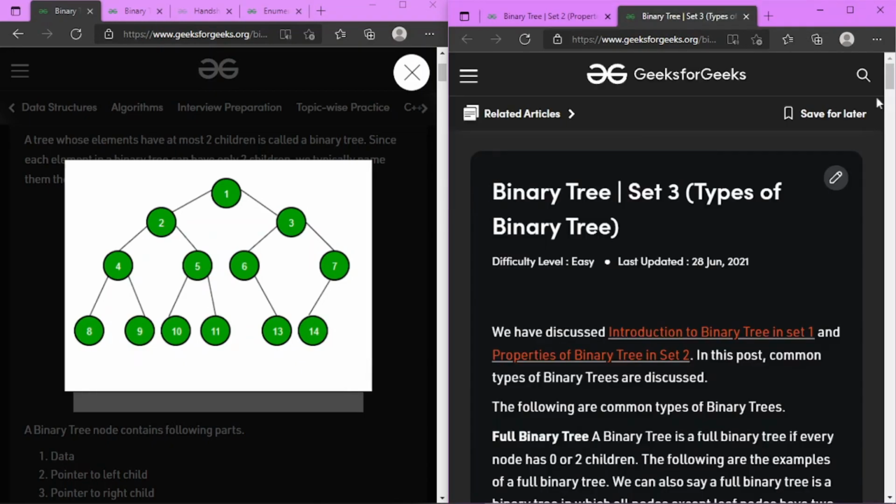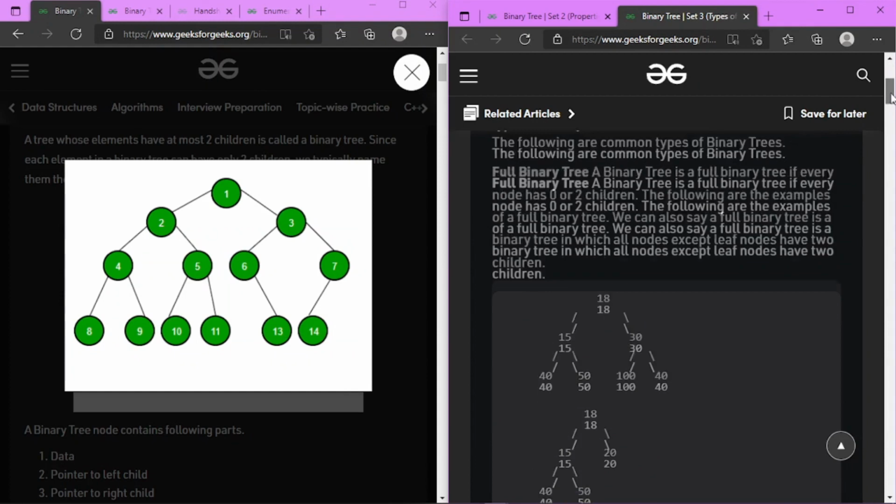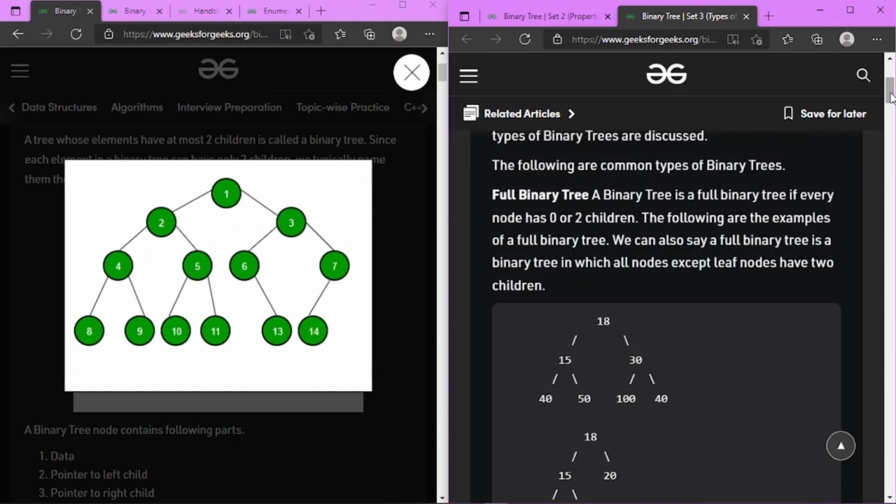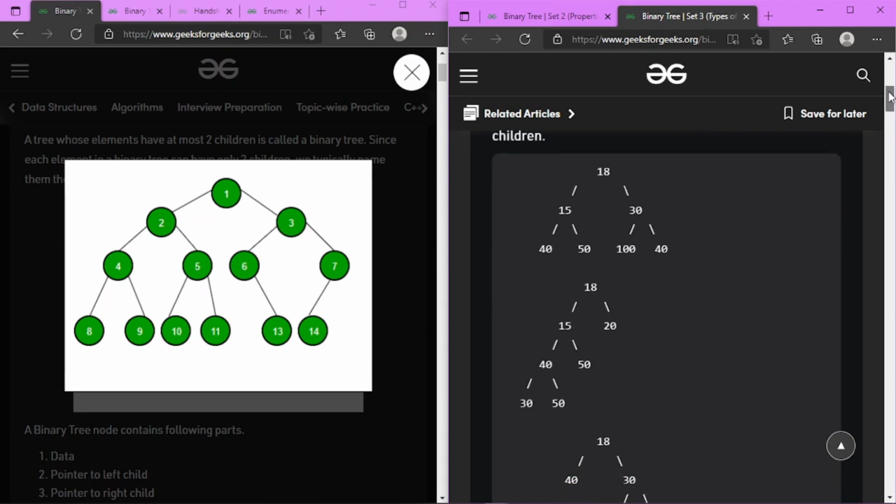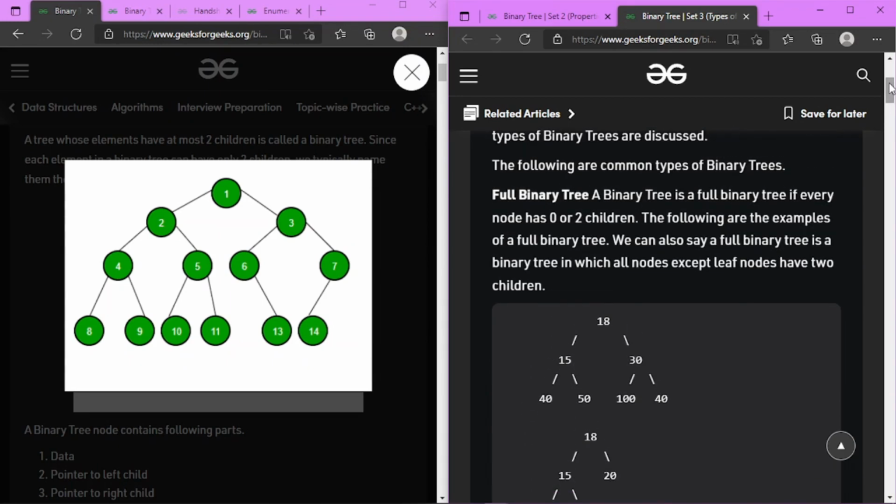Now coming to the types of binary trees. Basically there are some more types of binary trees that are similar to them, with just some differences. A full binary tree contains nodes with exactly 2 children or 0 children, in the case of leaves. Hence that will be the full binary tree.